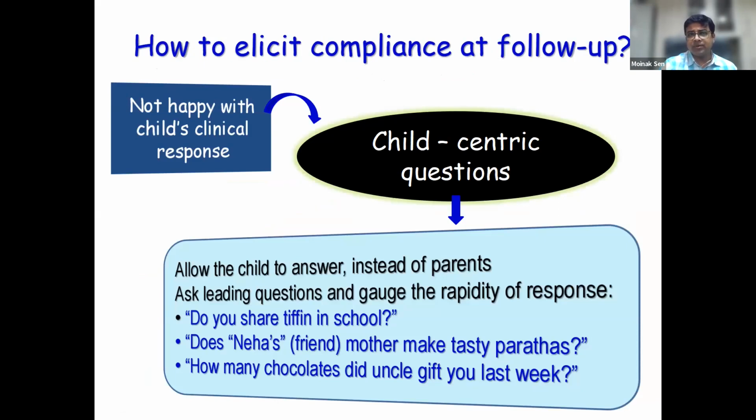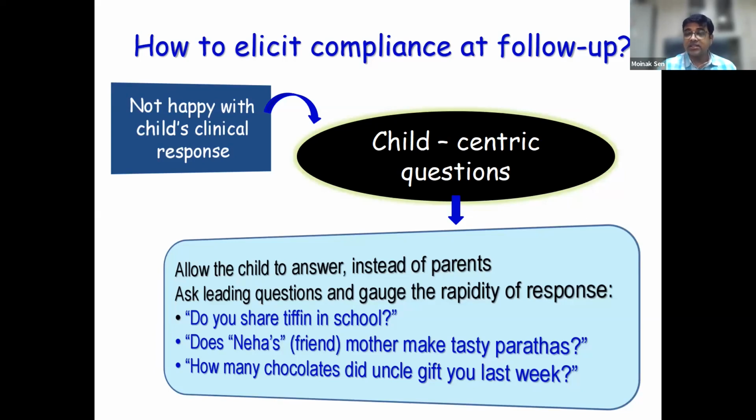When you're not happy with the child's clinical response, you should always take the child in isolation and ask child-centric questions. So you ask leading questions. Do you share tiffin in school? If he says yes, that means the compliance is being breached. Does your friend make tasty parathas?